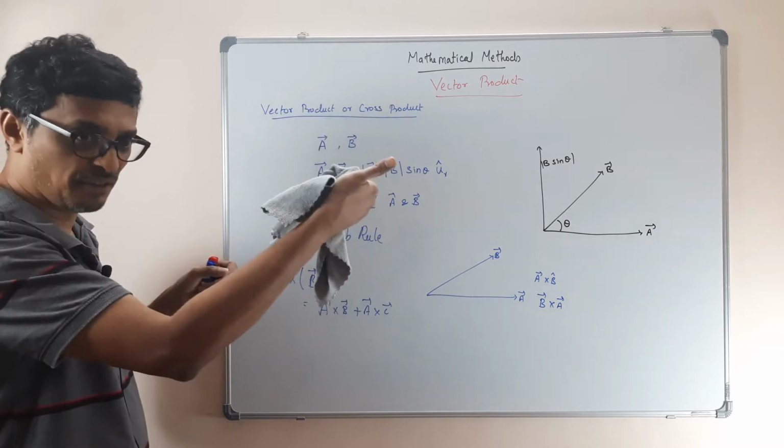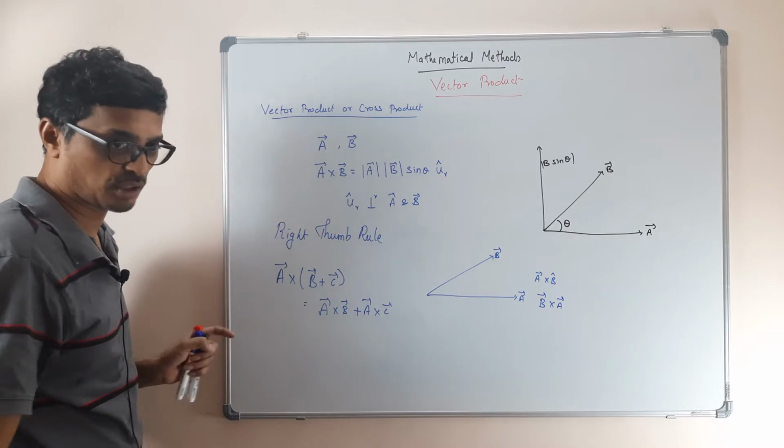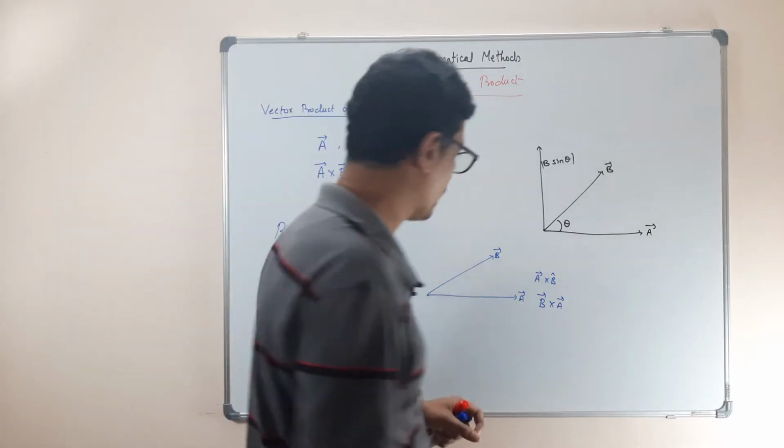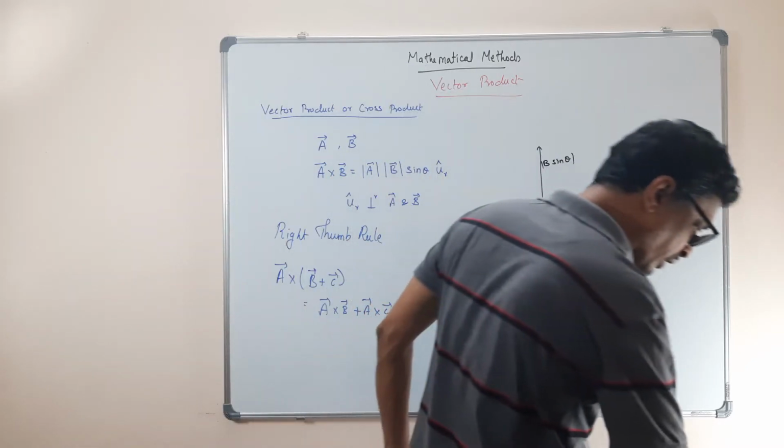Like earlier we did for dot product, you have to use that property and you can prove that both the right-hand side and the left-hand side will be the same. Okay, which is not there in your book, so I am leaving it. Okay, and that's all.